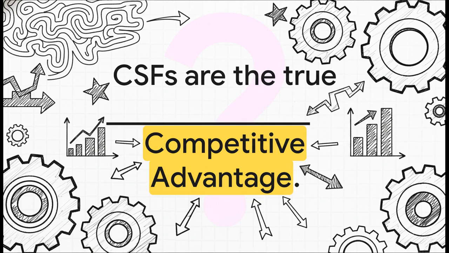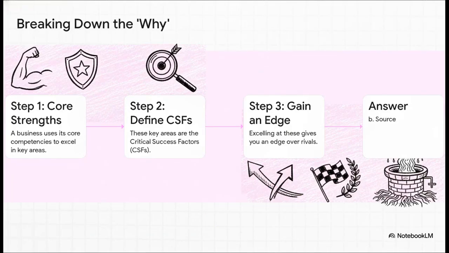Okay, next up. This one's all about the link between what a company has to be good at, its critical success factors, or CSFs, and how it actually beats the competition. The answer is B, source.